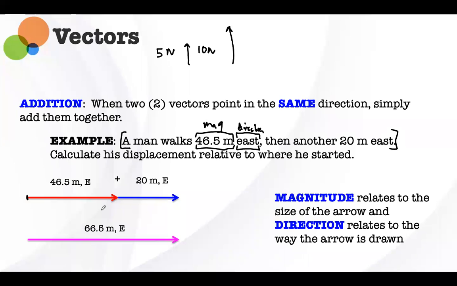So magnitude relates to the size of the arrow, while direction relates to the way the arrow is drawn. Of course, they're moving in the same direction east, and you have to represent that. Also the magnitude of 66 is bigger than the magnitude of 46 and 20, so this particular arrow would have to be bigger. So, is this clear for everyone? Yes, sir. Yes, sir.